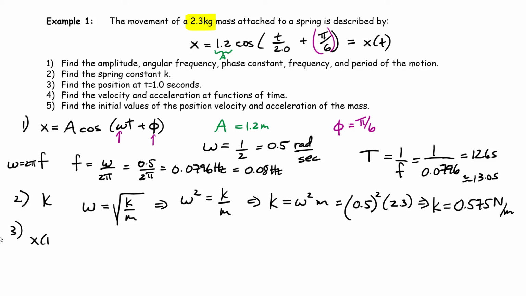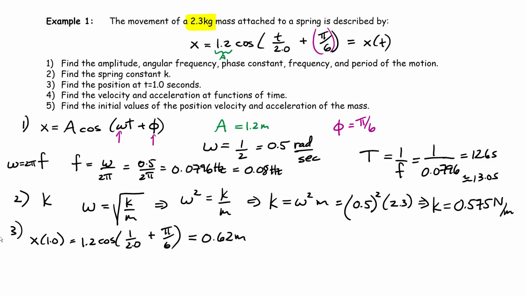So at 1 second, it's 1.2 cosine of 1 divided by 2 plus pi over 6. I just put that in the calculator, and that is going to allow me to find the position of this mass, and I should get 0.62 meters as that position.